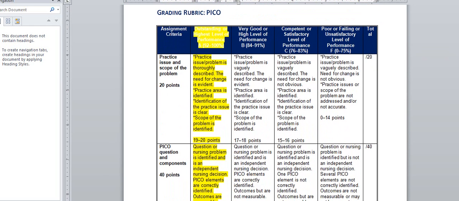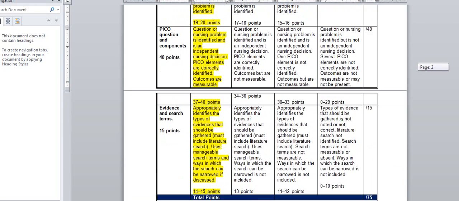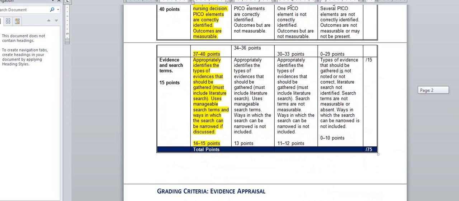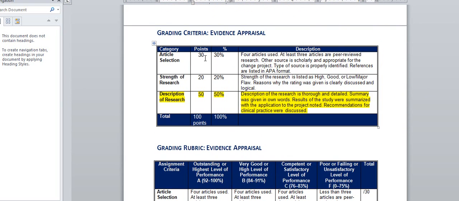Then you're going to come down to the grading rubric. You can see down here, and I highlighted this, which I shouldn't do because now I can't read it. There we go. So this is basically that A level again, the outstanding or the highest level of performance, and you can see, did you identify the problem? Do you have the question appropriately formulated? And then if you look down here at evidence and search terms, what search terms did you put in to find those research articles? And here's the point value.